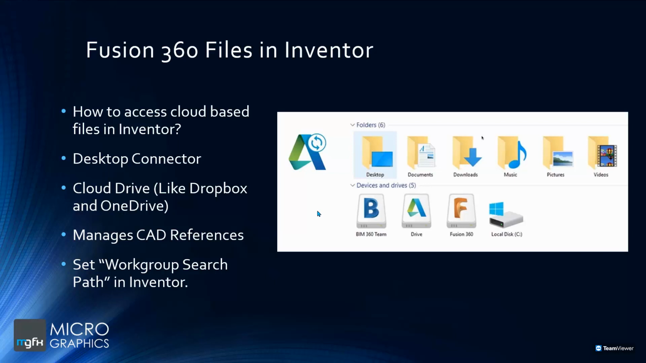The Desktop Connector is an application that you will download and install, and it's basically like a cloud drive, pretty much like Dropbox, OneDrive, or Google Drive. It will synchronize the files that are in the team project down onto your local hard drive, and it will keep those files synchronized. With those files on your hard drive, you can then add those files into your Inventor assembly. The one thing that you would need to do from Inventor is to set the workgroup search path for the project in Inventor to include that specific project in the Fusion 360 drive.